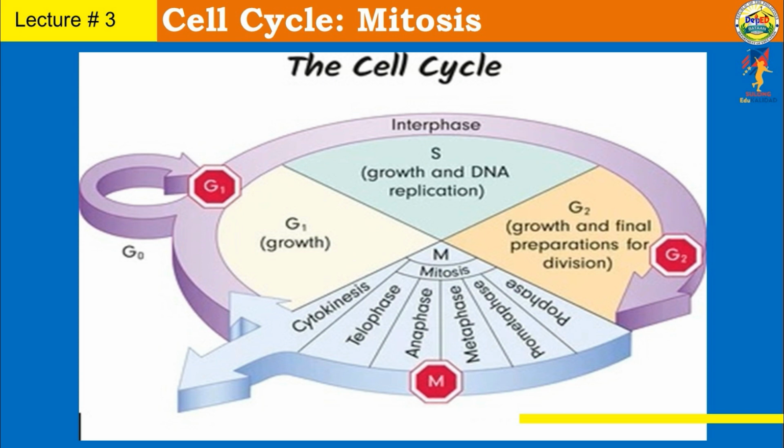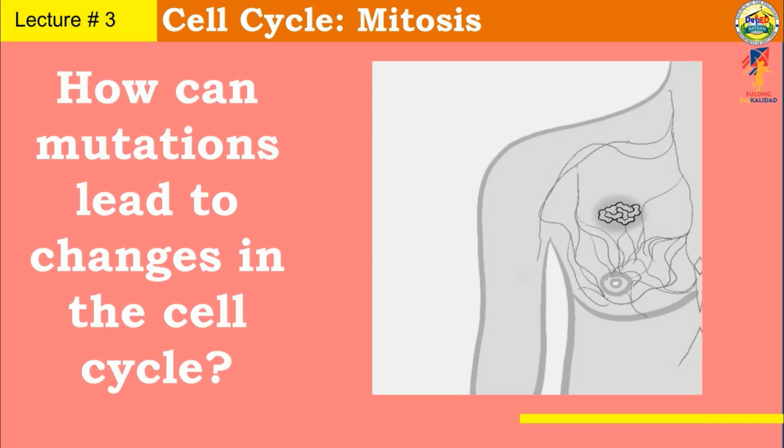Okay, so we're done with the phases of mitosis. Let us recall the phases of mitosis. So first we have the prophase, the prometaphase, metaphase, anaphase, telophase, and cytokinesis. For the last part of our discussion, let's try to answer this question. How can mutations lead to changes in the cell cycle?